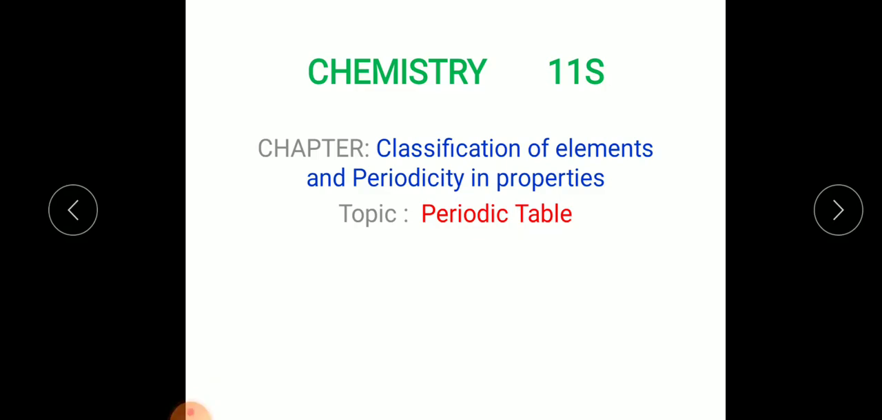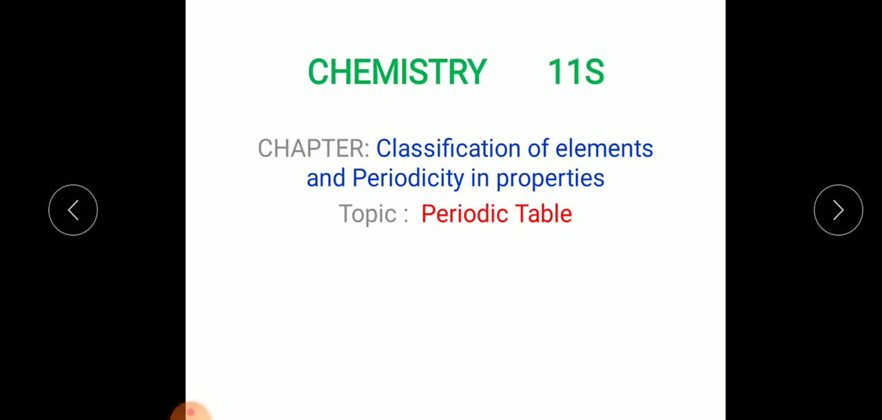We have started the chapter Classification of Elements and Periodicity in Properties. In our yesterday's class, we have seen the periodic laws, and after that, we have seen the periodicity, and we also saw what is the cause of periodicity. And I have asked you to draw a diagram for the long form of the modern periodic table.